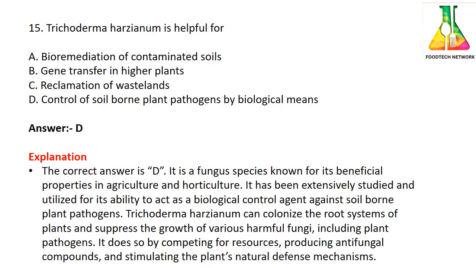Option D. It is a fungus species known for its beneficial properties in agriculture and horticulture, and it has been extensively studied and utilized for its ability to act as a biological control agent. Soil-borne plant pathogen. Trichoderma can also colonize the root system of plants and suppress the growth of various harmful fungi, including plant pathogens. It does so by competing for resources, producing antifungal compounds, and stimulating the plant's natural defense mechanism.